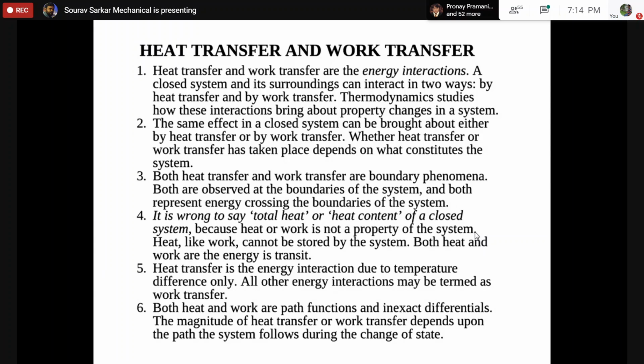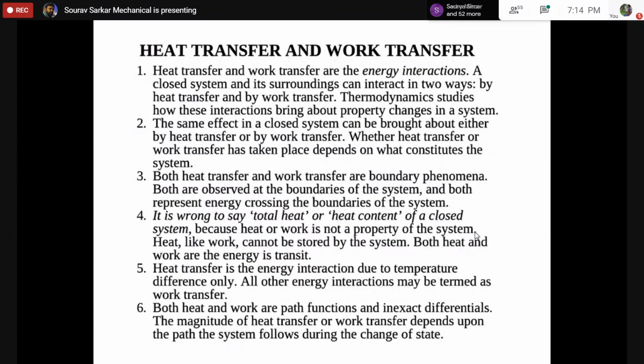Whenever you are doing some work on the system, at the boundary it is work. Whenever the work comes inside the body, it becomes internal energy. You got my point? So that is why it is said that heat and work are energy in transit. These are basically equivalent to currency. Okay. Number 5, heat transfer is the energy interaction due to temperature difference.